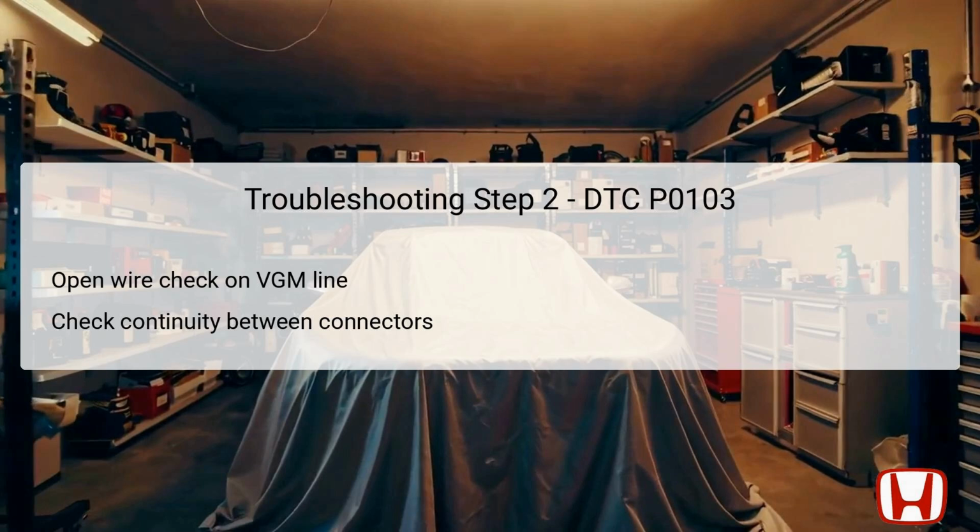Your task now is to test for continuity between specified points: the MAF IAT sensor connector number 2 and the PCM connector B number 33. If continuity exists, this indicates that the wiring is intact. Should there be a lack of continuity, it signals an open circuit, necessitating further investigation and potential repair of the associated wiring. Step 3 aims to assess the functionality of the PCM's internal circuit.